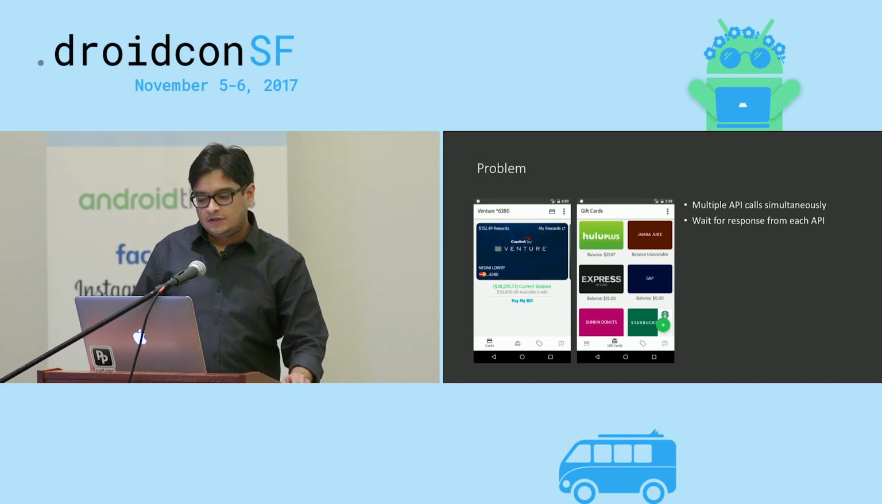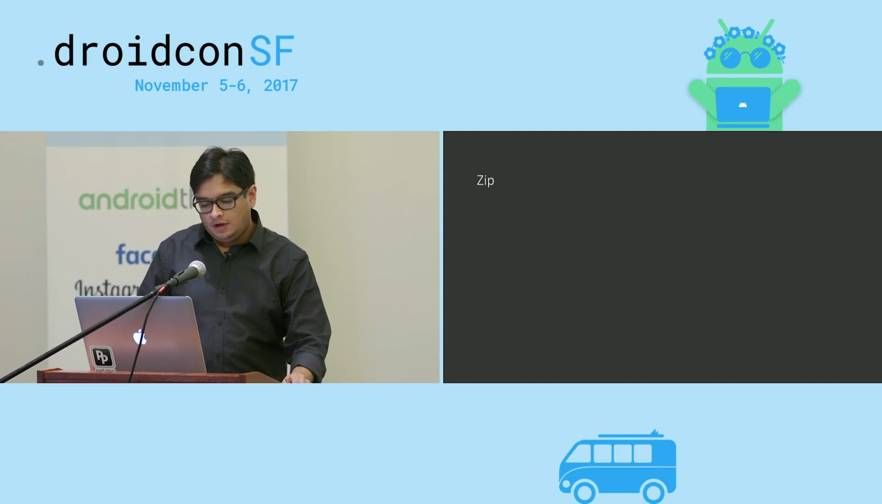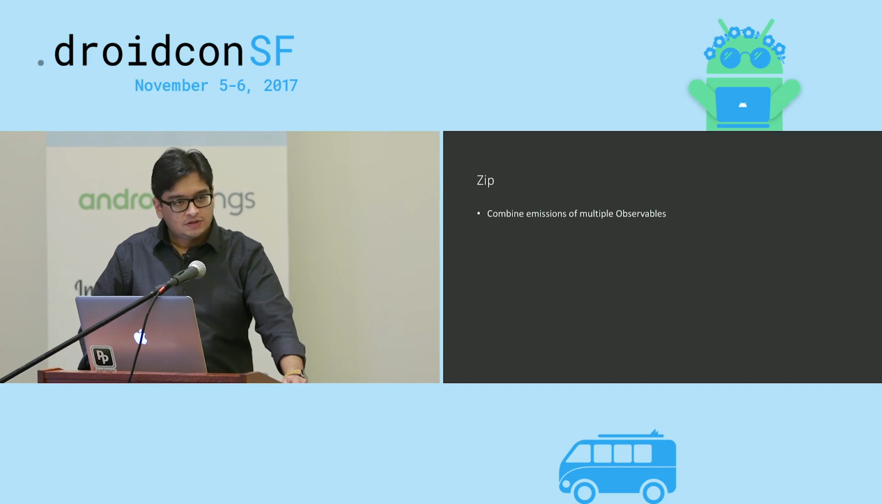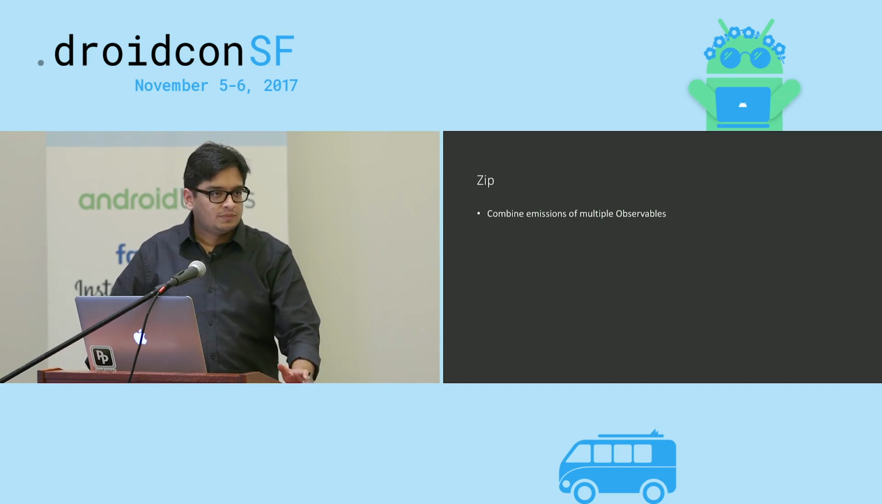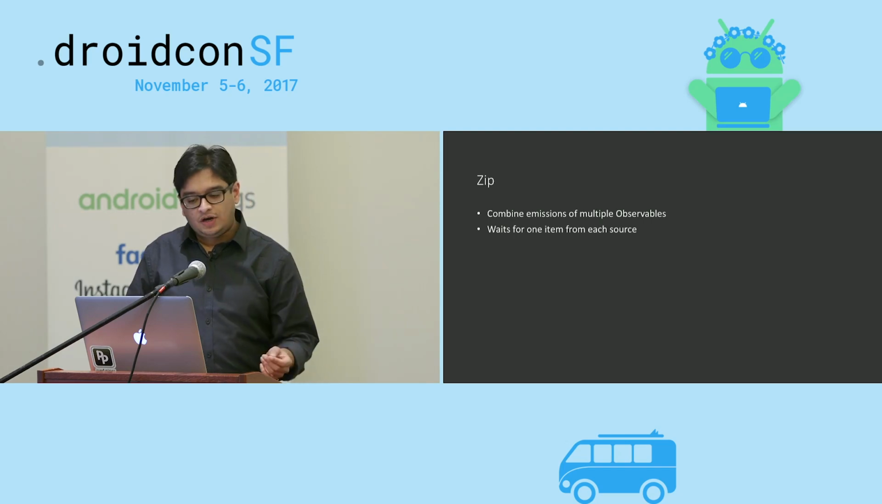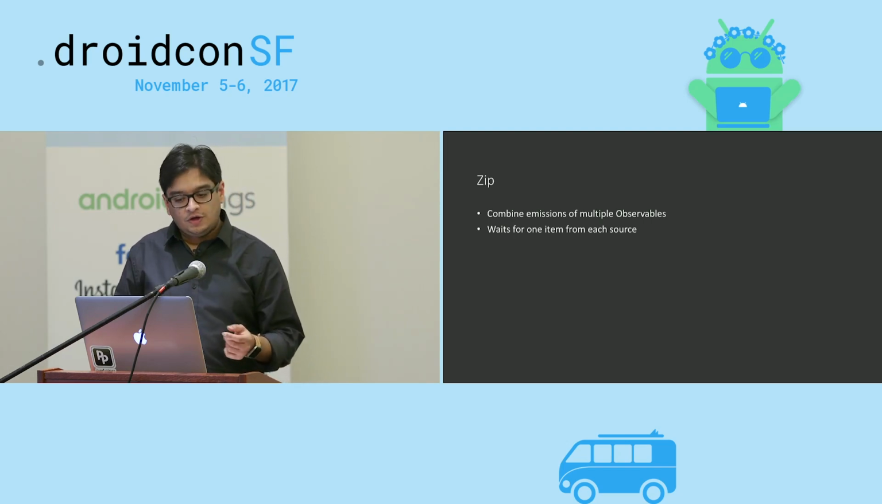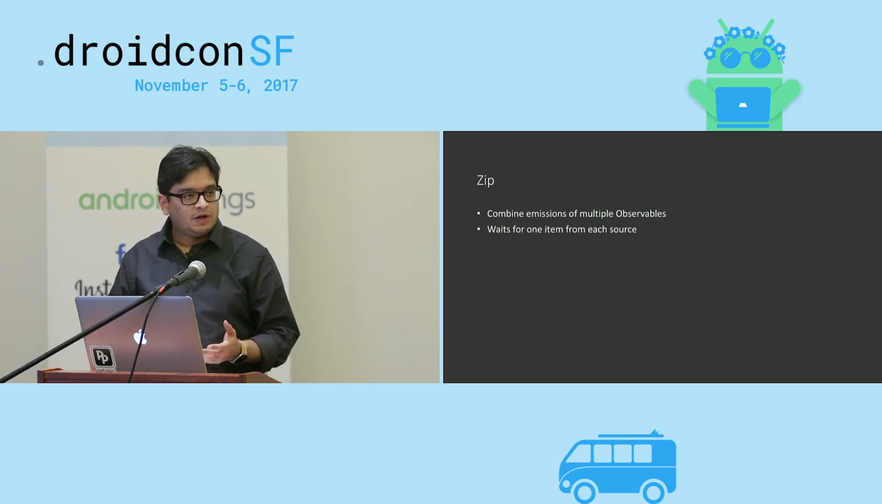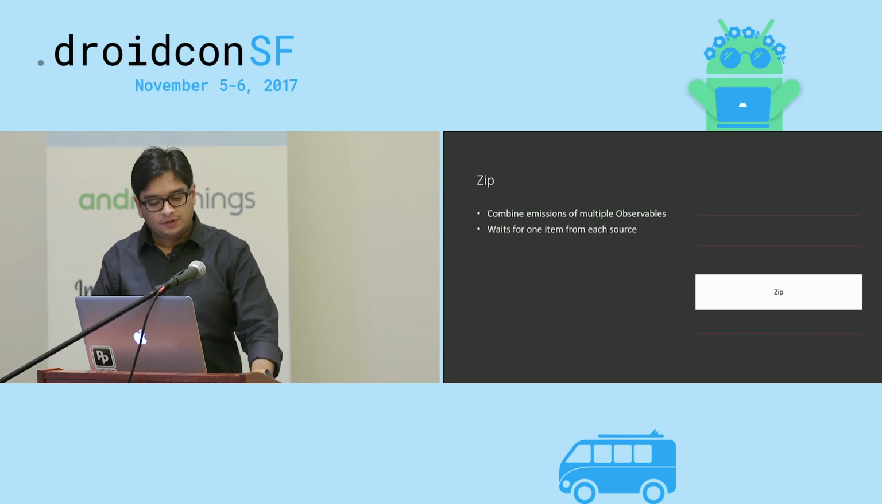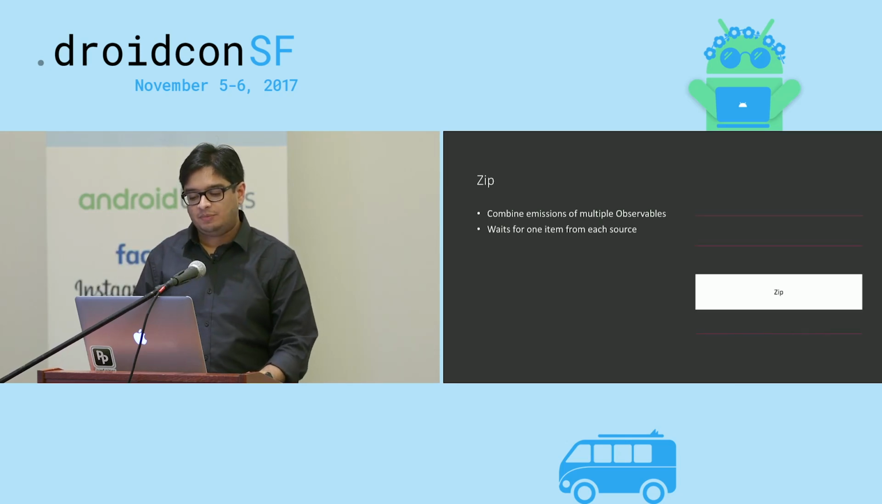But with Rx, there's a very simple operator called zip, wherein what the zip operator really does is it lets you combine the output emissions of multiple sources into one. It waits for an output from every single source. So that way you can easily wait for multiple APIs to finish and then eventually apply a transformation to it. So let's look at an example for that.